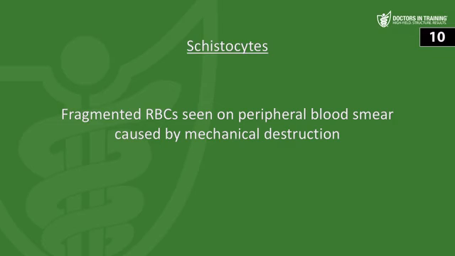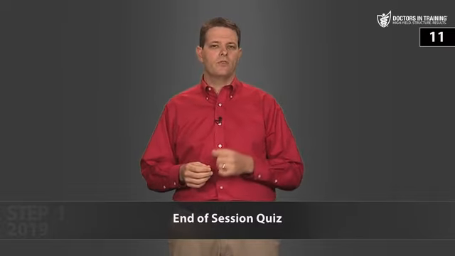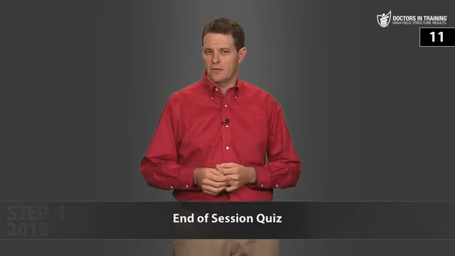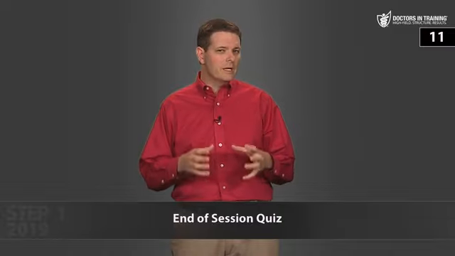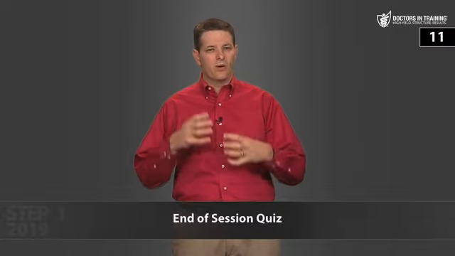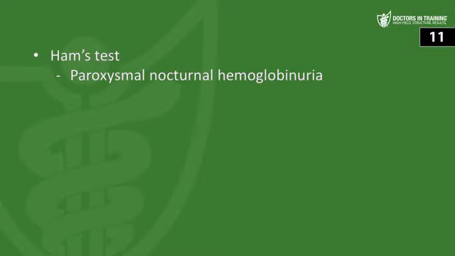Next, what are schistocytes? Schistocytes are fragmented red cells seen on the peripheral blood smear, caused by mechanical destruction of red cells. And the last question. In what hematologic disorder will you find each of the following abnormal tests? So these aren't all hemolytic anemias, but we're lumping them all together because they're all hematologic tests and findings. So Ham's test is the test used to diagnose paroxysmal nocturnal hemoglobinuria.